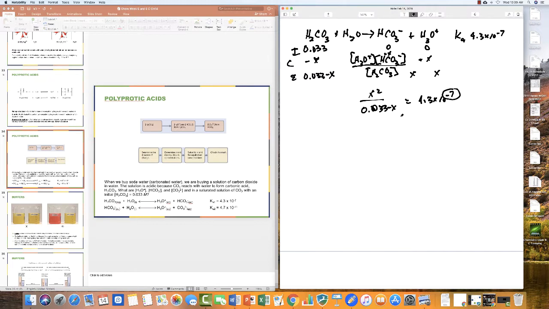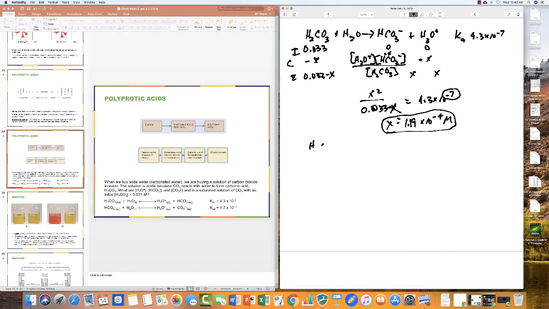10 to the minus 7 is a very small number compared to this, so we can drop the x in the denominator, and we can say that x squared equals that constant times 0.033. We take the square root, and we have an answer of 1.19 times 10 to the minus 4 molar. Now that means the concentration of the hydrogen ion here is 1.19 times 10 to the minus 4, and the concentration of the bicarbonate ion is 1.19 times 10 to the minus 4. So we're going to save that number right there.